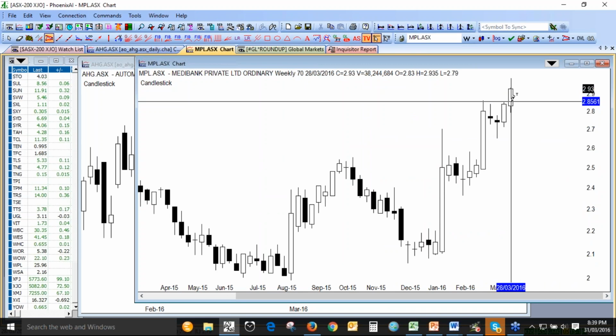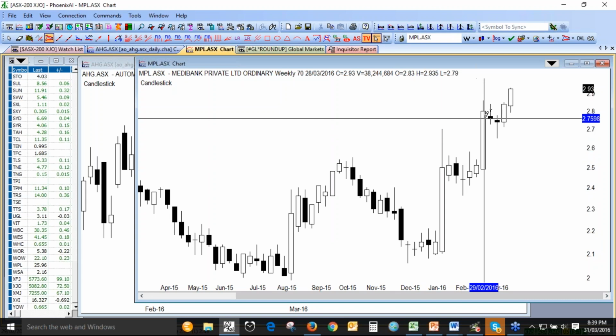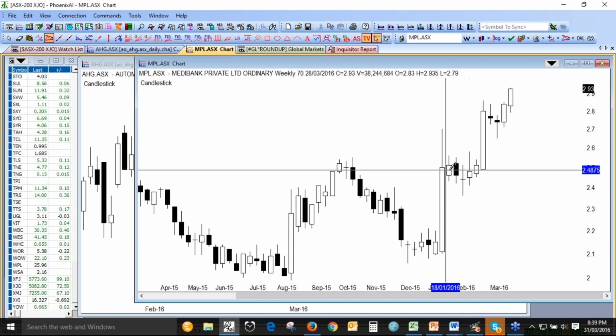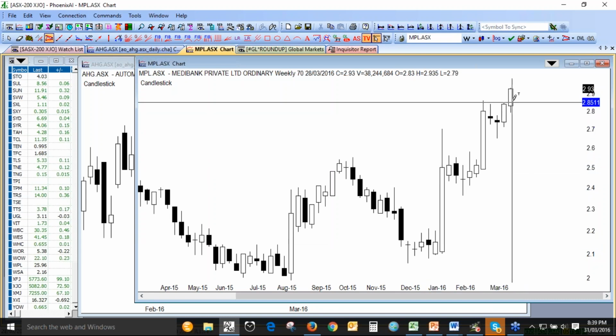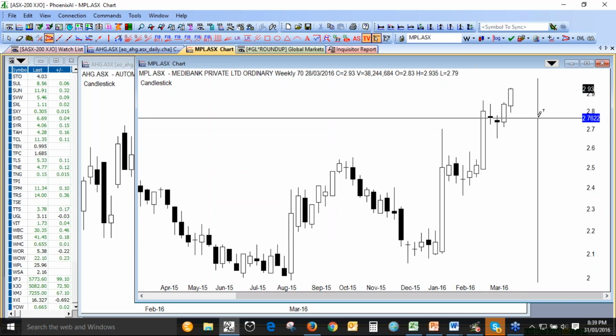Today, Medibank Private broke out. It has a trend behind it: primary move, trend, primary move, consolidation, and we're back into the primary move. This sort of stuff has a high probability outcome. It should be part of your trading plan, whether it's on the way up or on the way down. This is the weekly chart here.